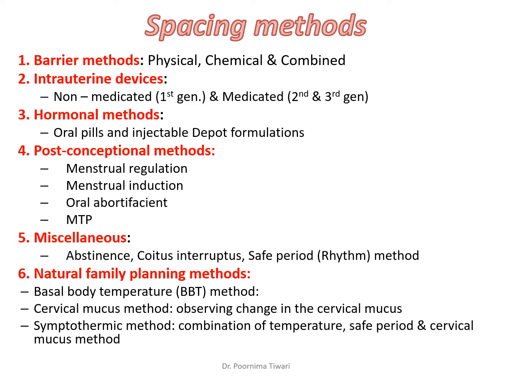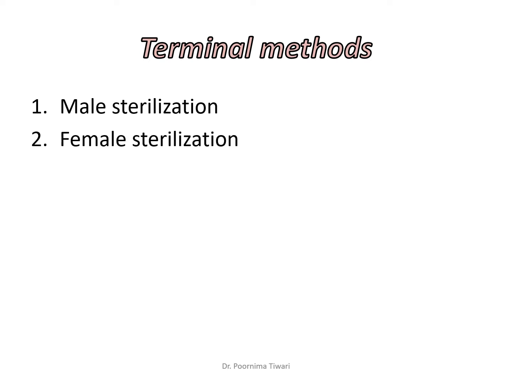The basal body temperature method, cervical mucus method, and a combination of the two. Breastfeeding can also be a type of natural family planning method for the first 6 months or when the first period occurs, whichever is earlier. Terminal methods can be sterilization surgery for male or sterilization surgery for female.